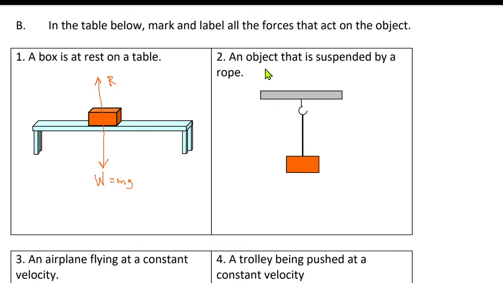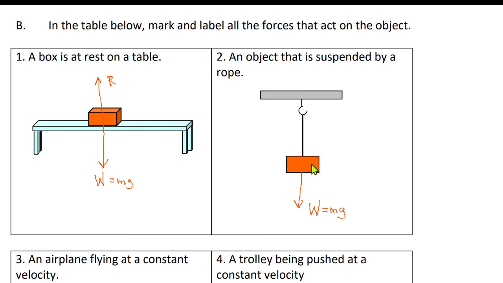Okay, if an object is suspended by a rope, so here is my object. So I must have a force going down. And what is this called? Yes, that is the weight. Okay, remember weight equals mg.